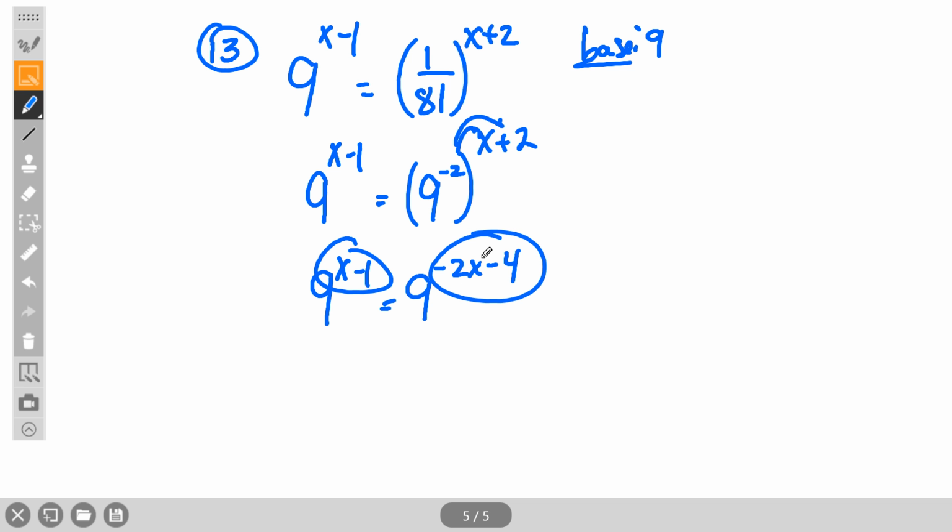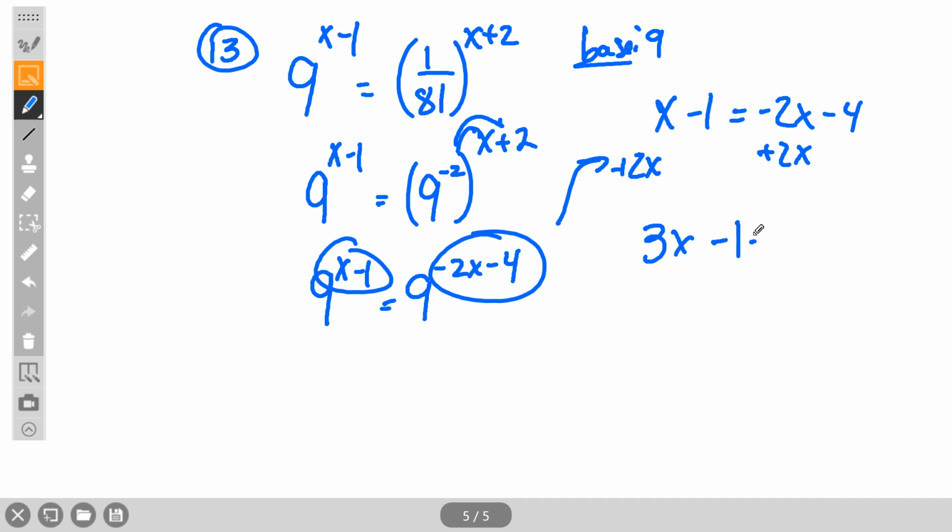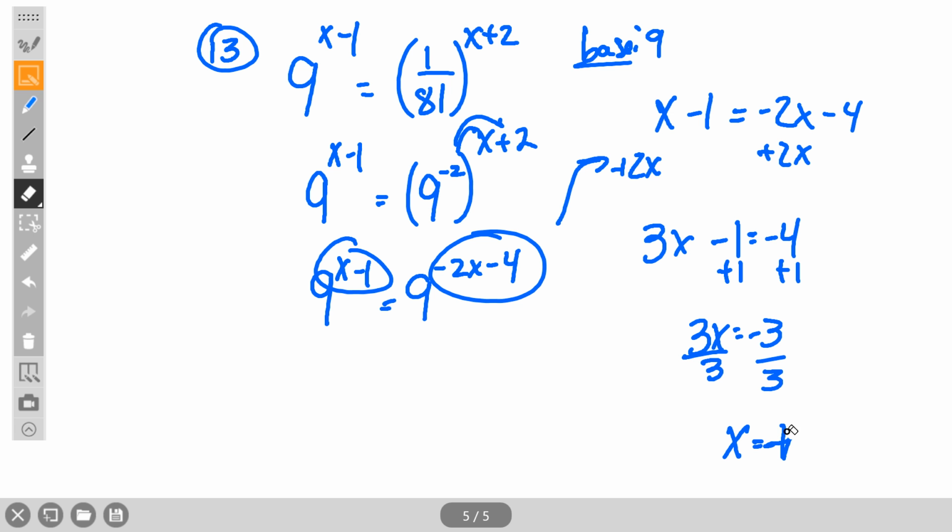And now bases are the same, so I can set the exponents equal to each other. x minus 1 equals negative 2x minus 4, and I can solve this. So move the x's to one side. There's 3x minus 1 equals negative 4. Add 1. 3x equals negative 3. Divide by 3. My solution is negative 1.